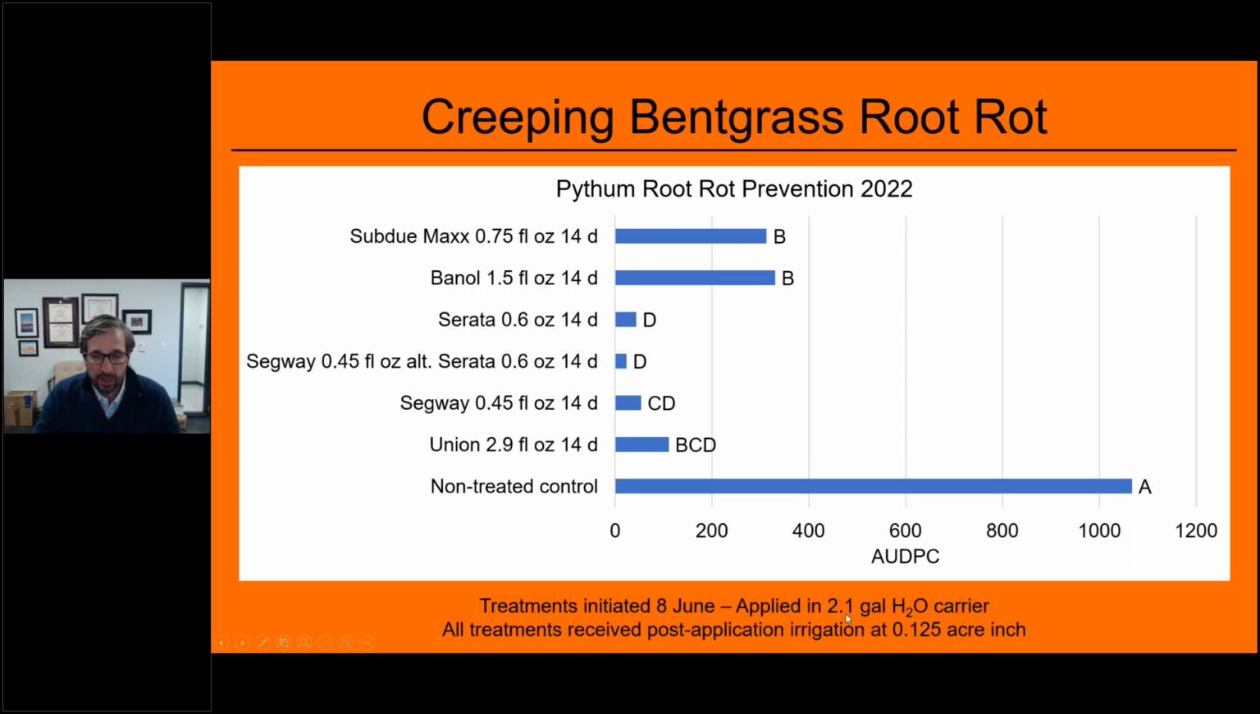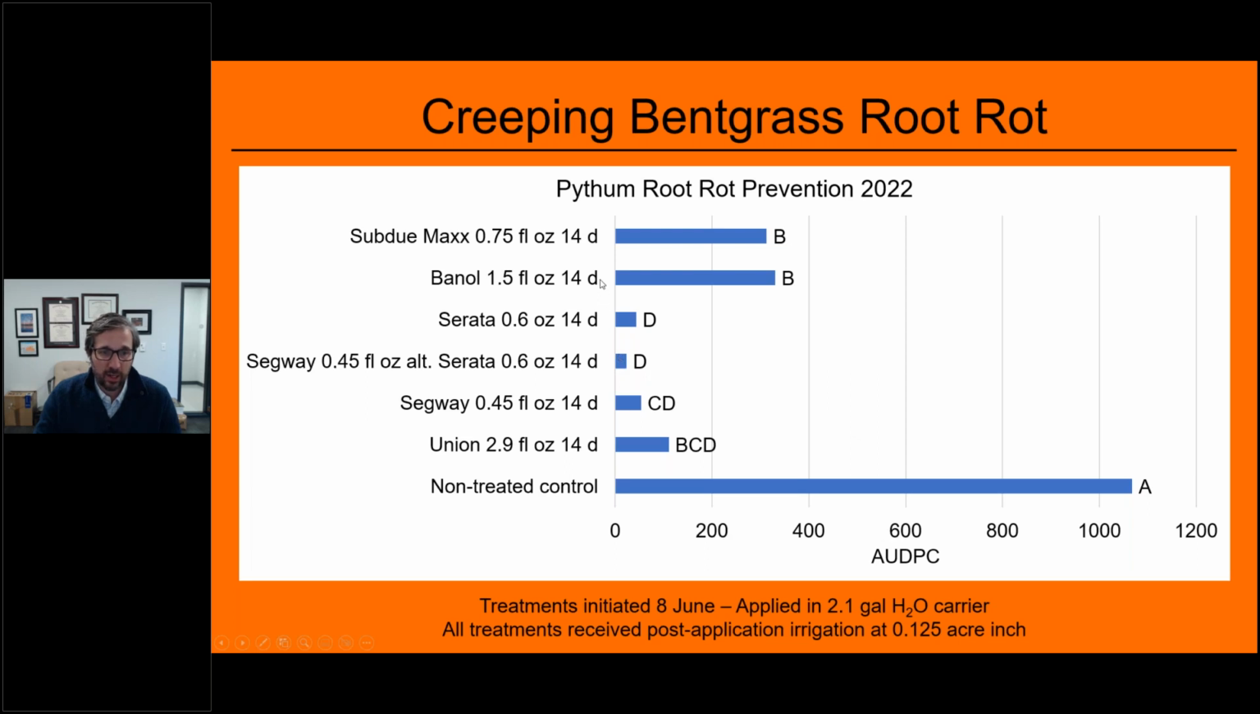And all of our treatments were applied, much like the previous trial that I did not specify, using a 2.1 gallon per 1,000 square feet carrier volume, and we water in all of our treatments with 1/8 of an acre inch of water. Now, thinking about the new compounds versus Segway, I had mentioned Segway being very efficacious in our previous trial, and we saw that again this year. A little bit more disease towards the end of the trial. And then, looking at this newer compound, picarbutrazox, we've seen very good Pythium root rot prevention in reducing Pythium root rot as well on creeping bentgrass.